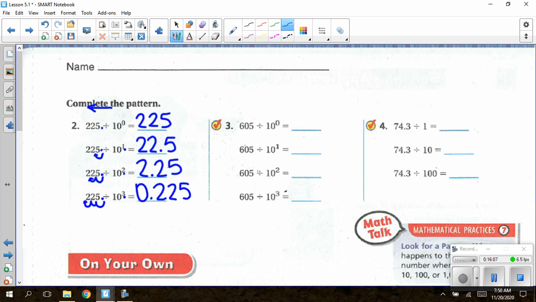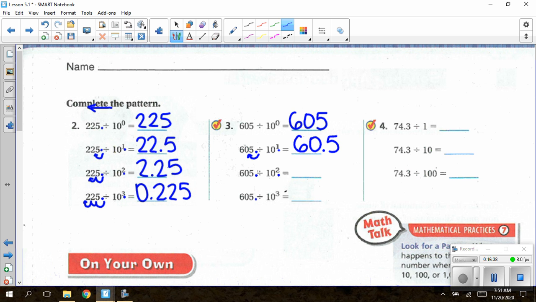Moving on to number 3. Number 3 is exactly like what we just did for number 2. Again, all whole numbers, so we are swooping from the end of the number again, and our exponent is telling us how many to swoop. So divided by 10 to the 0 power leaves my number at 605. Divided by 10 to the first power, swoop once, and that is to the left from the end of my whole number, so 60 and 5/10.